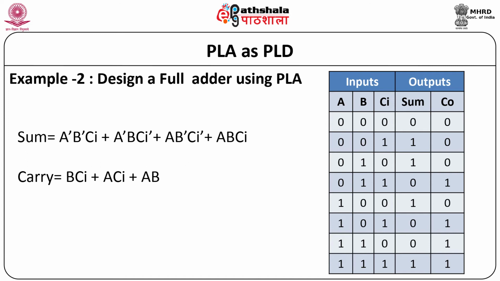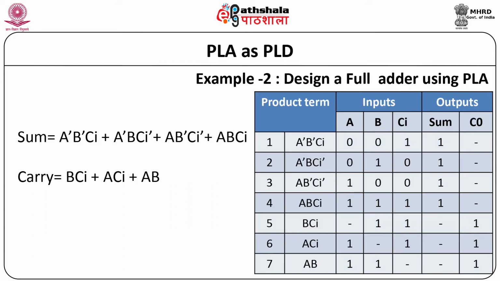Let us prepare Boolean expressions for sum and carry output. Sum is equal to A bar B bar Ci plus A bar B Ci bar plus A B bar Ci bar plus ABCi, and carry output Co is equal to B Ci plus A Ci plus AB. Let us prepare the programming table for implementation of full adder using PLA.